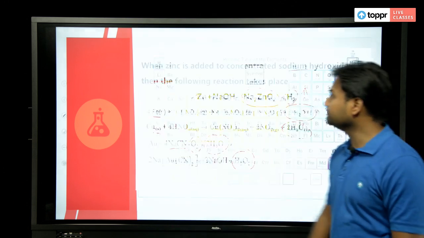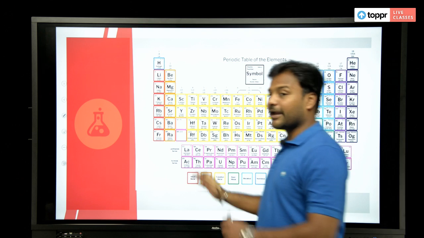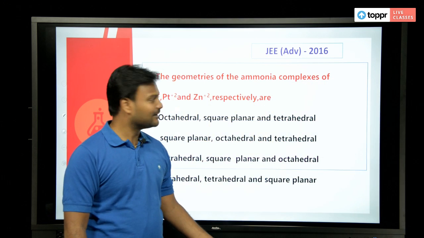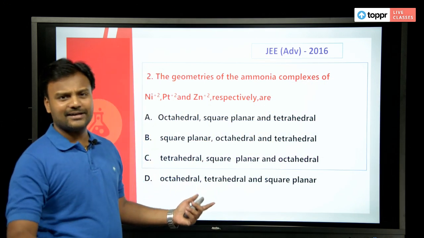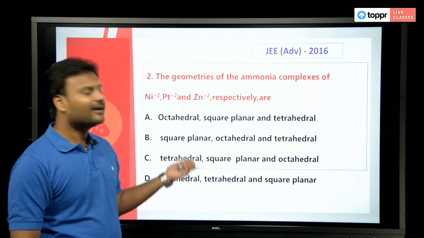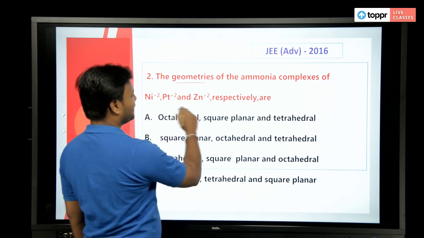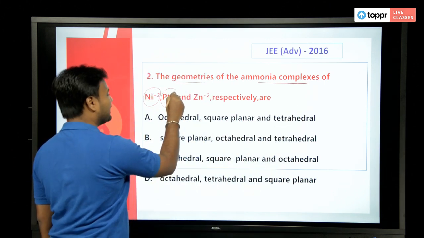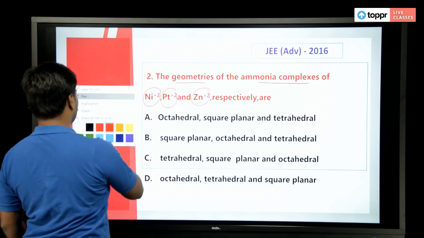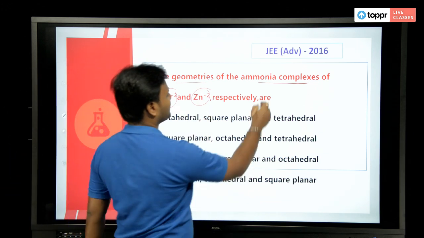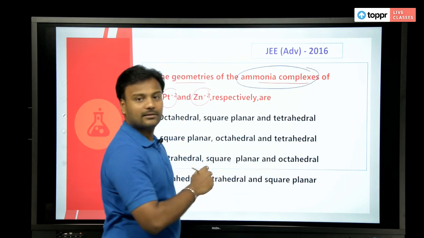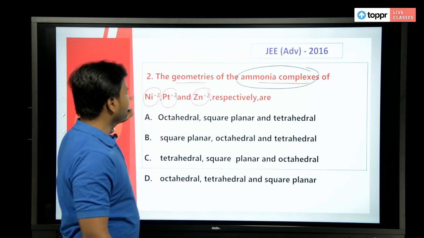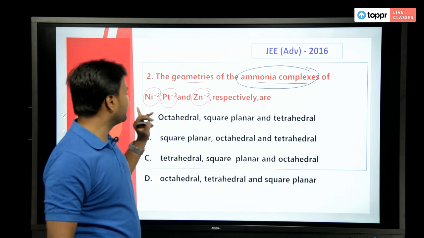Moving on to the next question. I just kept the periodic table for your reference for this question. Look at this question, now you will understand the purpose of keeping the periodic table here. Geometries of the ammonia complexes of nickel, platinum and zinc. So we have three things here. Ammonia complexes, please note this. The ligand is ammonia, whereas the central metal atoms are three: nickel, platinum and zinc.